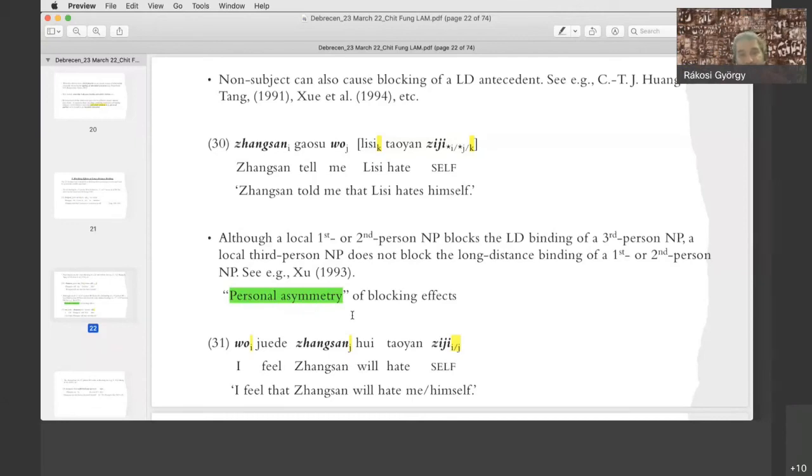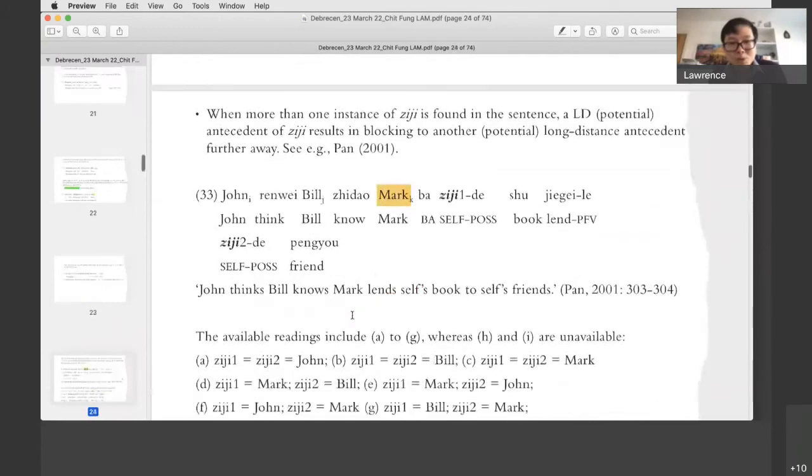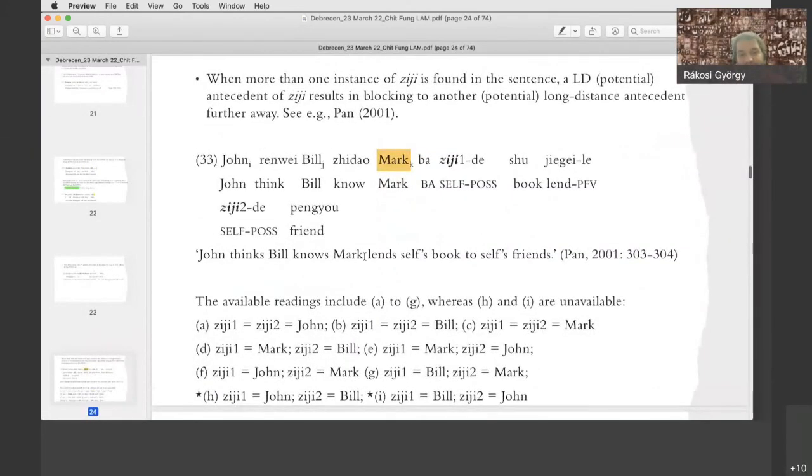So I also agree that the logophoric account is the better one, because sometimes even with the most complicated data, like this one that I'm showing, all of them are third person. Full noun phrases, third person, and that kind of blocking still occurs. So it makes it less likely that it's about some abstract agreement, if that is what you are suggesting.